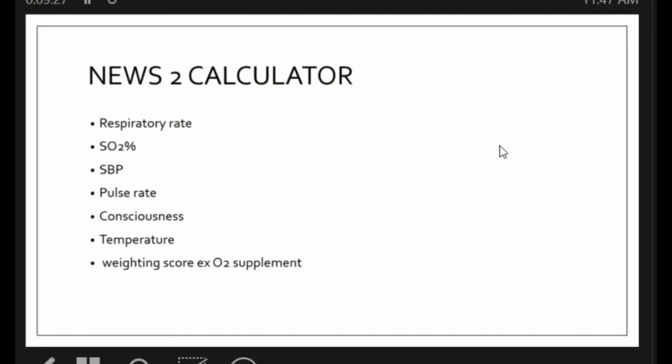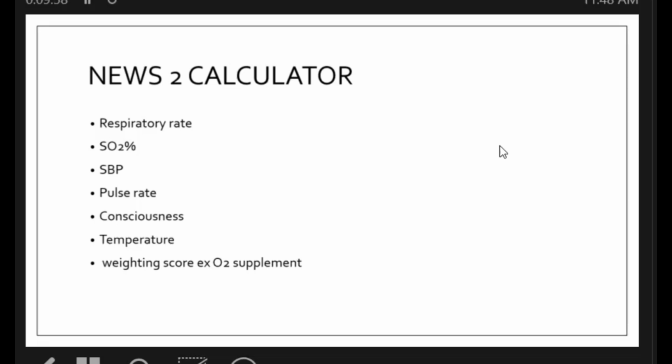It's a simple thing. They are considering respiratory rate, saturation, blood pressure, pulse rate, level of consciousness, temperature, and for some patients, oxygen supplementation. For level of consciousness, pulse rate, and heart rate, they give up to 3 points depending on the value. If the patient is on oxygen, they give an additional 2 marks. So out of 14, they calculate your NEWS 2.